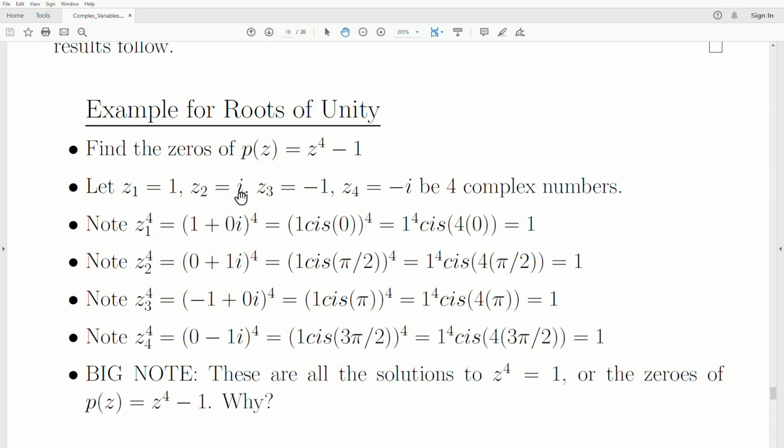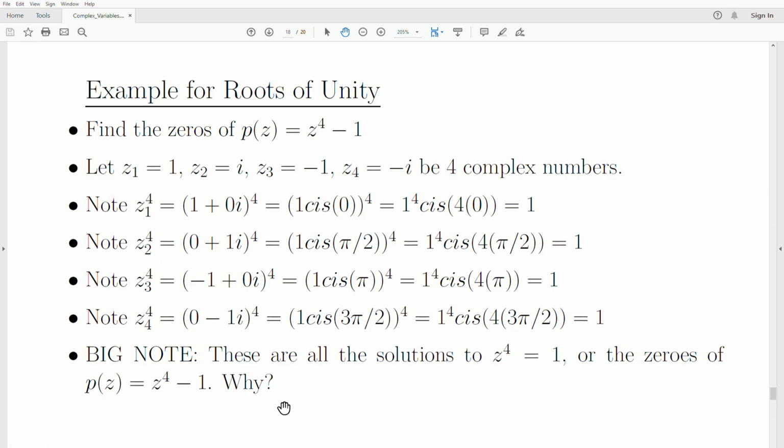If we take z2 to the fourth, now i, of course, written in complex number form, raised to the fourth, which in polar form is this, and De Moivre's Theorem says take 1 to the fourth times this angle times 4. But that's also 1 when you do the math. And you can do the same with each of these solutions. So these are the 4 solutions, or the 4 roots of unity. And this is a big note. And so these are all the solutions of z to the fourth equal 1, or the zeros of this polynomial.